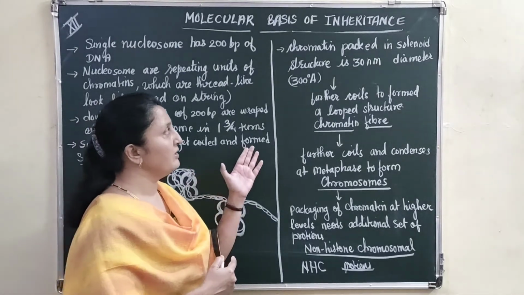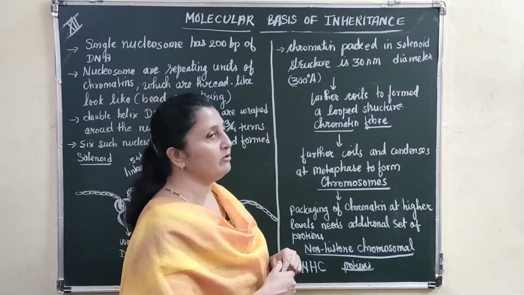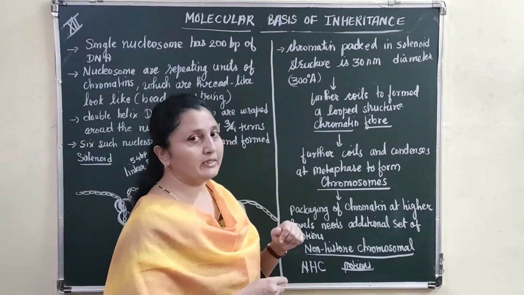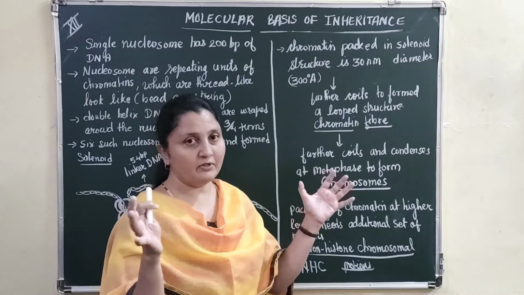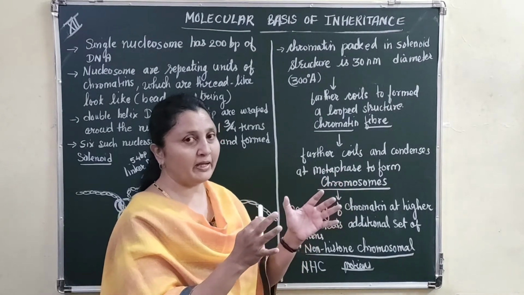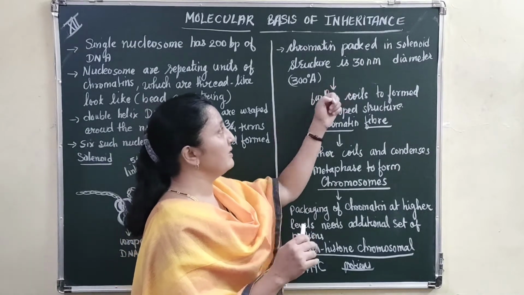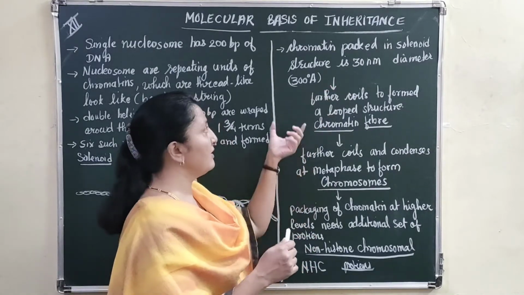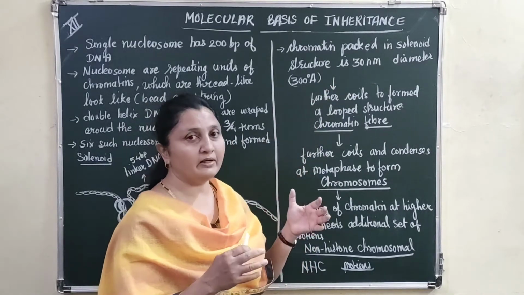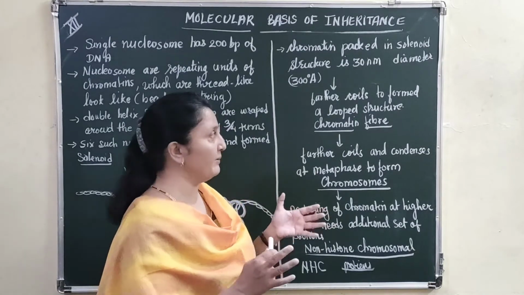Chromatin packed in a solenoid structure is 30 nanometers in diameter. So the size of the chromosome has reduced because of the packaging, because of the formation of nucleosomes, and it has become just 30 nanometers, which is nearly 300 angstrom in diameter.